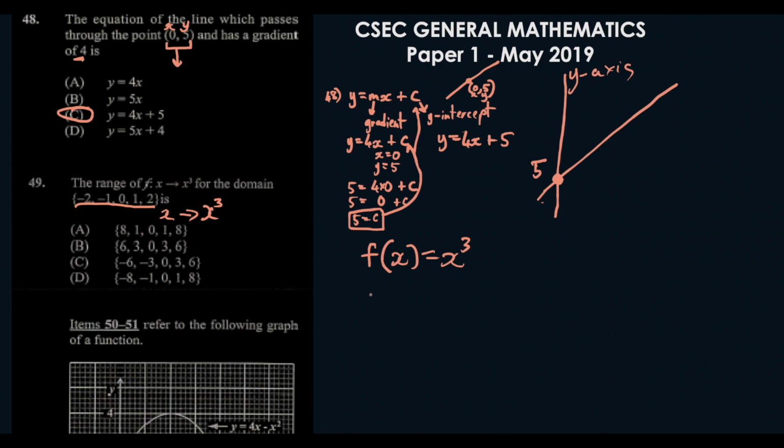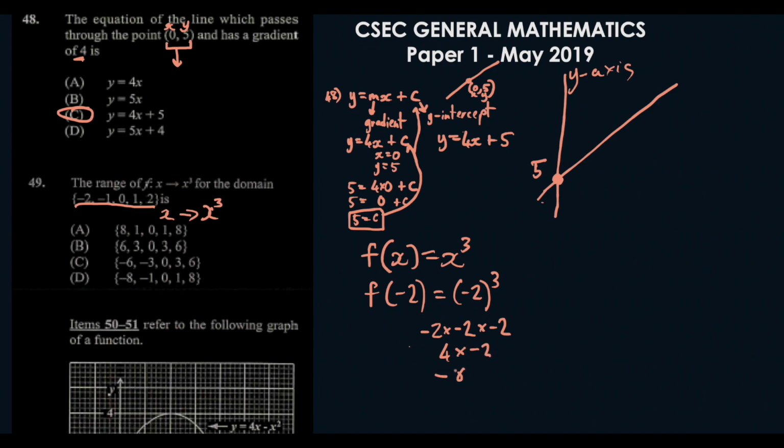So I'll have here f(-2), which would be equal to -2 to the power of 3. That's the same thing as saying -2 times -2 times -2. So what's -2 times -2? That's +4. And +4 times -2 would give me -8.